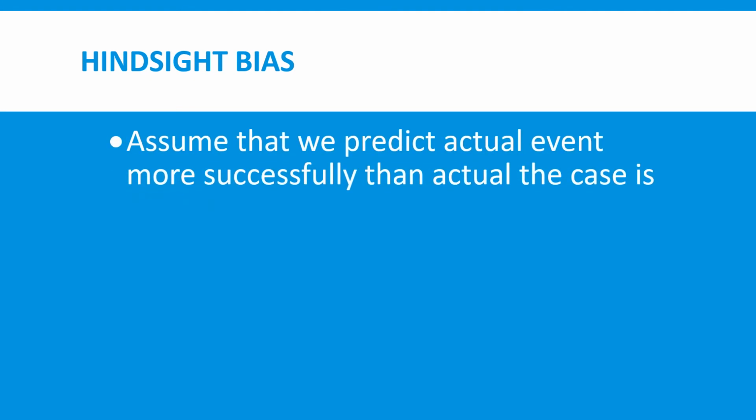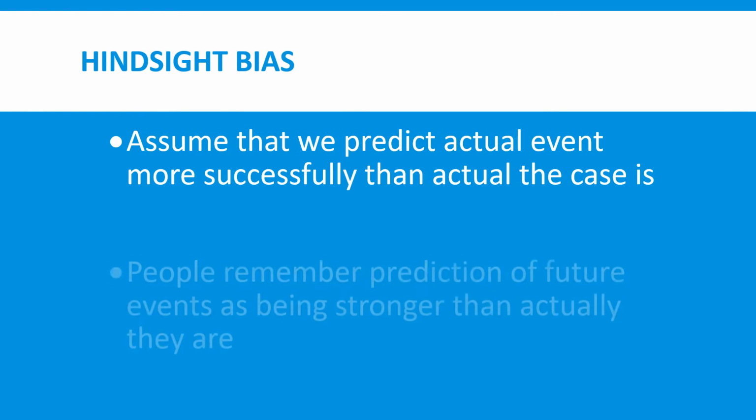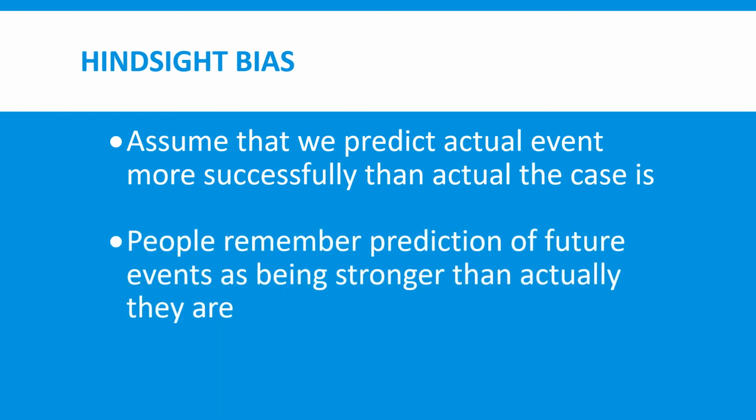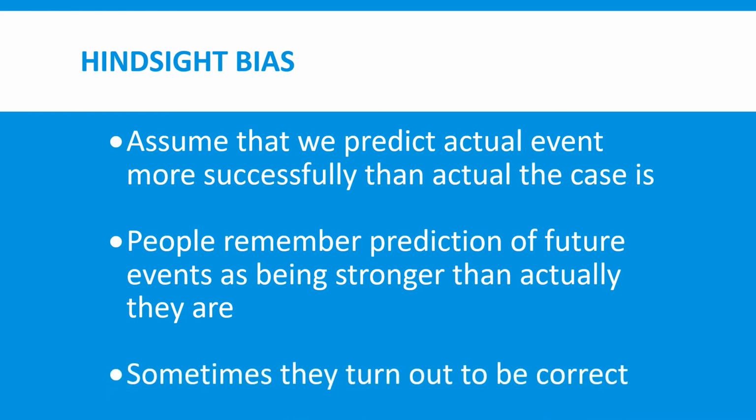Now we have hindsight bias. It assumes that we predicted actual events more successfully than was actually the case. People remember their predictions of future events as being stronger than they actually were. Sometimes they turn out to be correct.